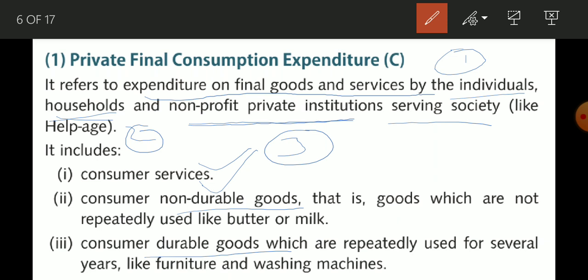So whatever expenditure is done by individuals, households, and non-profit institutions on the purchase of consumer services, consumer non-durable goods, and consumer durable goods, its sum total is considered as private final consumption expenditure. Okay students, remember two important things: private final consumption expenditure is the final expenditure of households and non-profit institutions on three types of things: consumer services, consumer non-durable goods, and consumer durable goods.